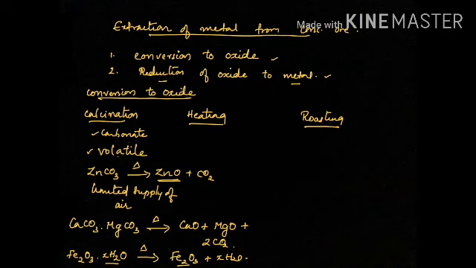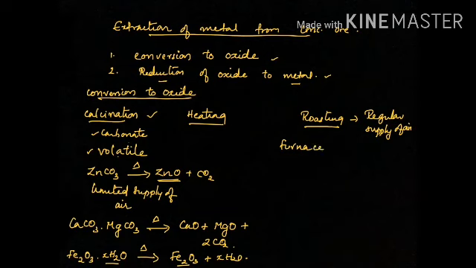So calcination is a method for converting our concentrated ore into its oxide form. The next one is roasting. Roasting also involves heating, but with a regular supply of air. Only then can we undergo roasting. So we have to heat this ore with a very large amount of air, very thoroughly. We will heat it in a furnace, which we call the reverberatory furnace.